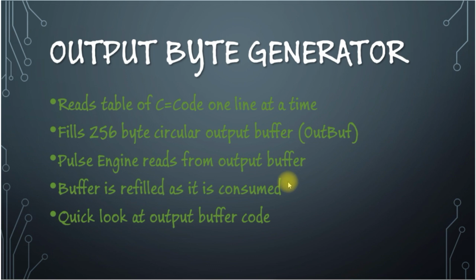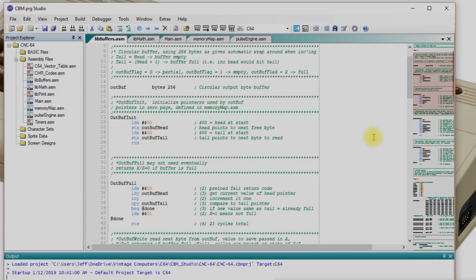Let's take a quick look at that output buffer code and see how that works. Here is our code opened up in CBM Program Studio. This is a great development environment for Commodore computers. I will put a link in the description below. It's a free download. If you like it and use it a lot, you can make a donation to the author, which I would highly encourage.